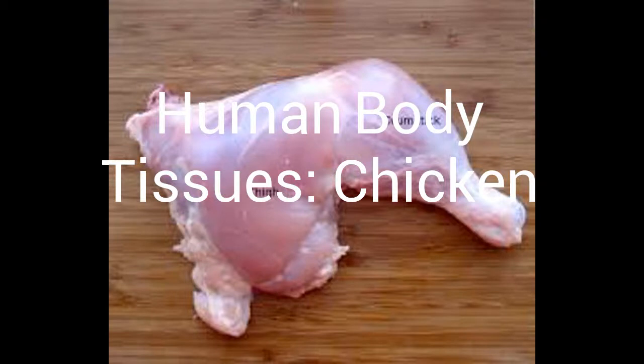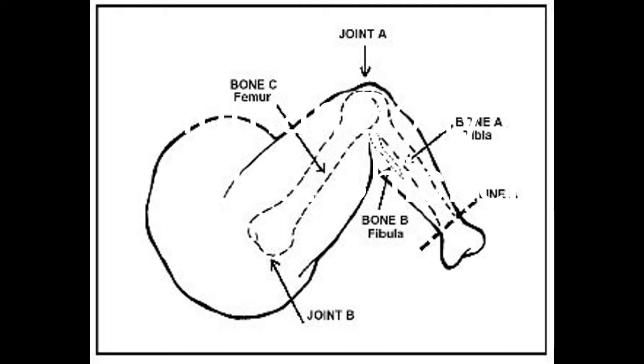In this video, we see a chicken dissection in order to explore human tissues. The part of the chicken that we will be dissecting is the hind limb. It involves three major bones that the human also possesses. There's the femur, the tibia, and the fibula.